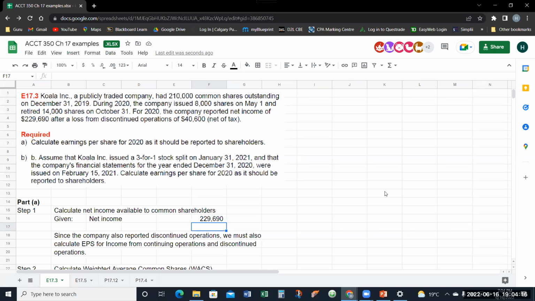However, we've been given information about discontinued operations. So if a company has discontinued operations during a year, what we got to do is report three numbers. So we got to report EPS for income from continuing operations, which is the before the discontinued operations part. Then we got to report EPS for the discontinued operation. And then finally, earnings per share for the total net income.